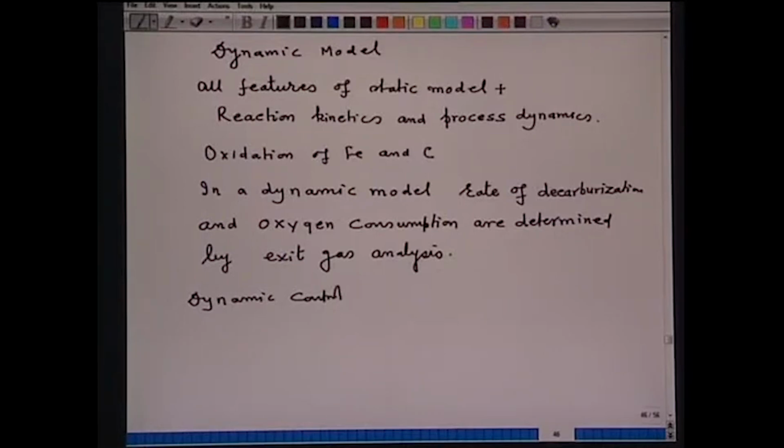What does dynamic control require? The first requirement for dynamic control is to measure continuously and make corrections continuously in the blowing parameter. That is the fundamental of dynamic control. You measure some parameter continuously and exercise control continuously. That is the feature of dynamic control. In fact, you are leading to the so-called automation.